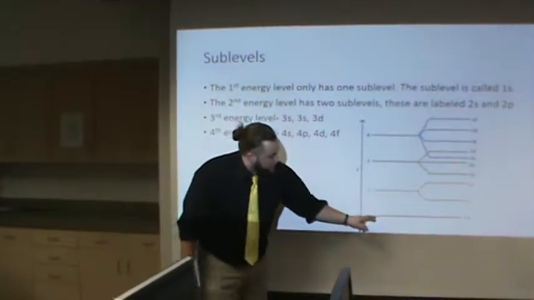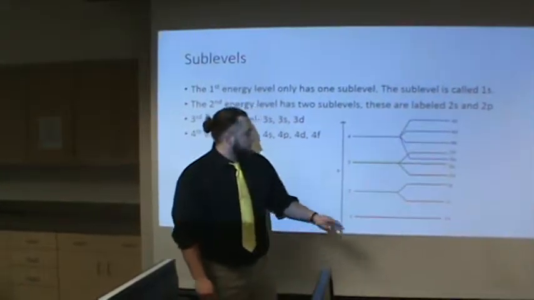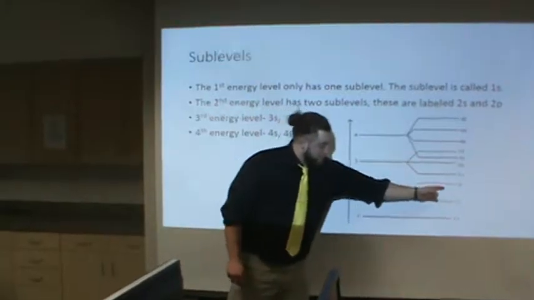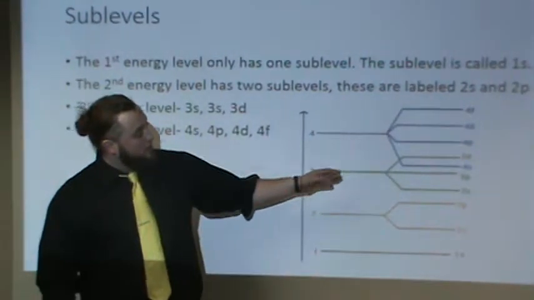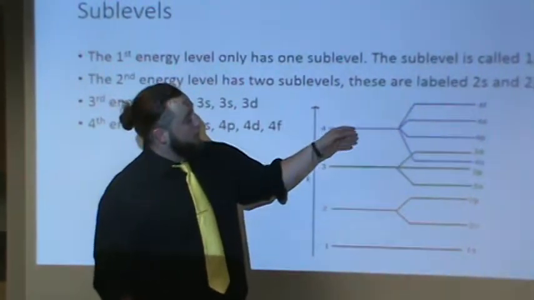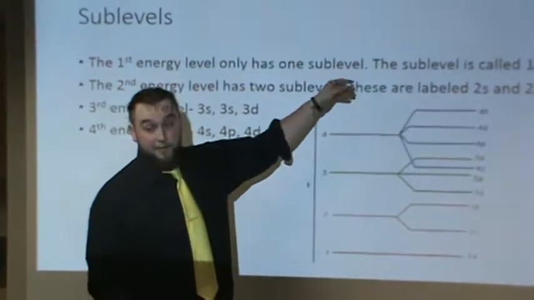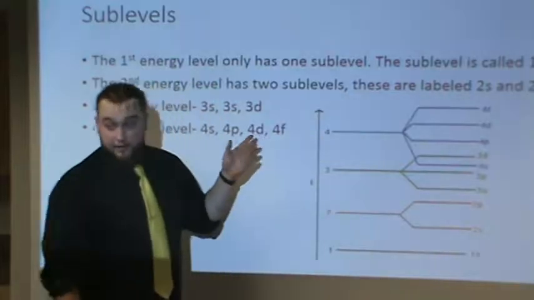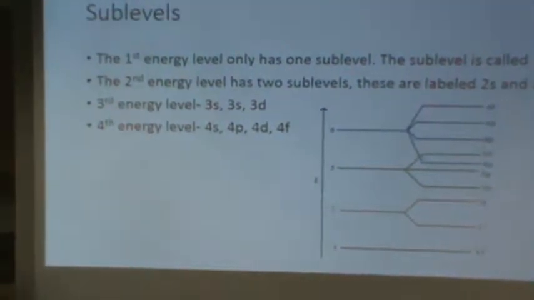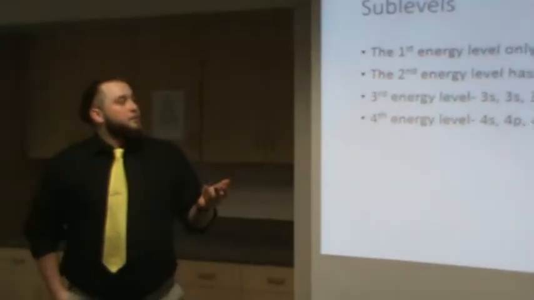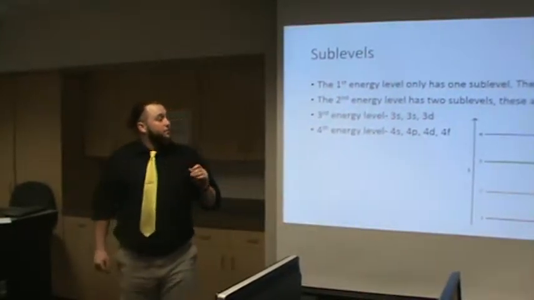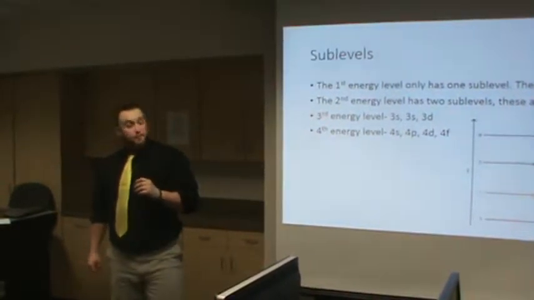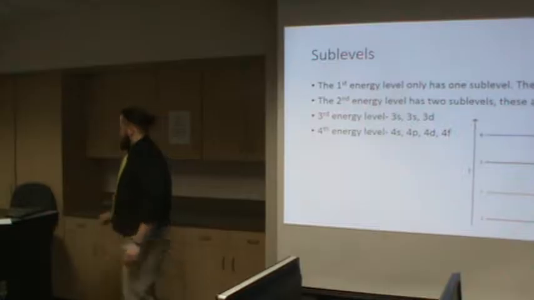So right here you see the 1 has the 1 sublevel. The 2 has the 2 sublevels. 3 sublevels. 4 sublevels. If there was 5, it would have 5. And if there was 6, it would have 6. 7, 7. The letters in the sublevels go S, P, D, and F. And that's as far as we're going to go today.